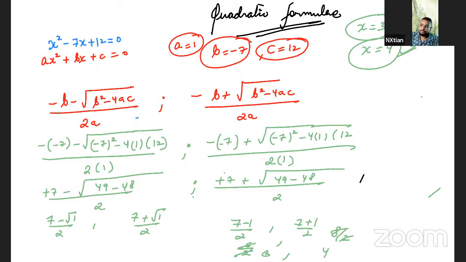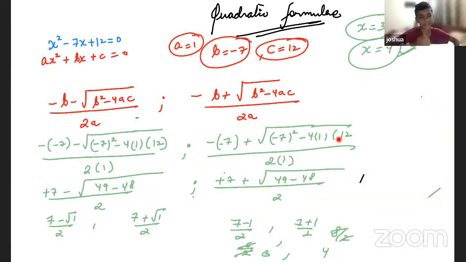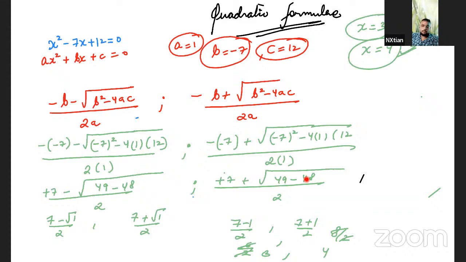Sir, how is it 48 in the plus 7 minus? 4 into 12. 12 4 is 48. Oh, like that. Okay. So I just multiplied it and I wrote 48.